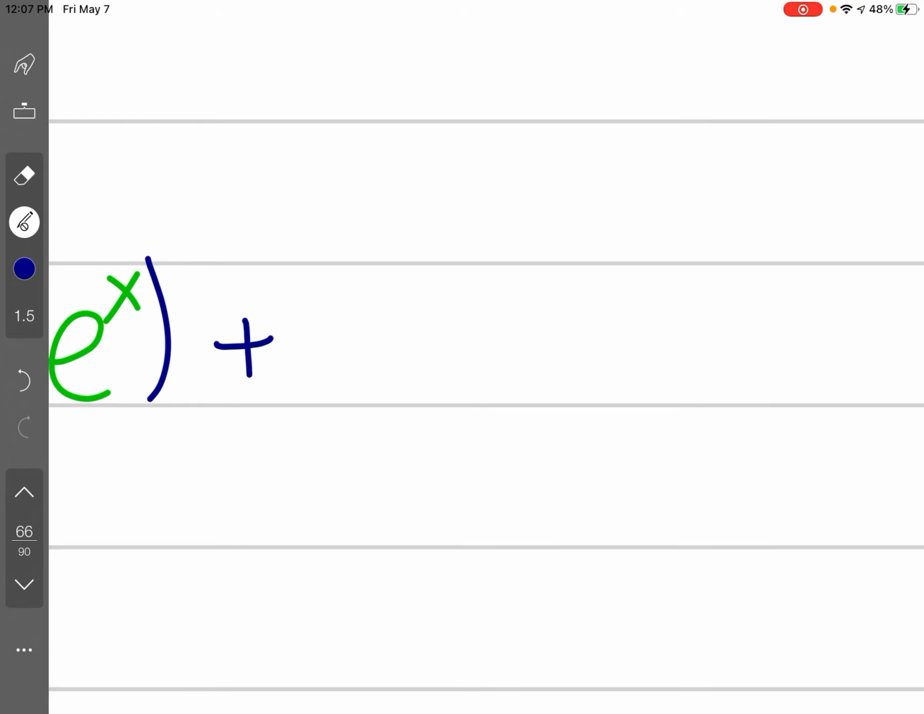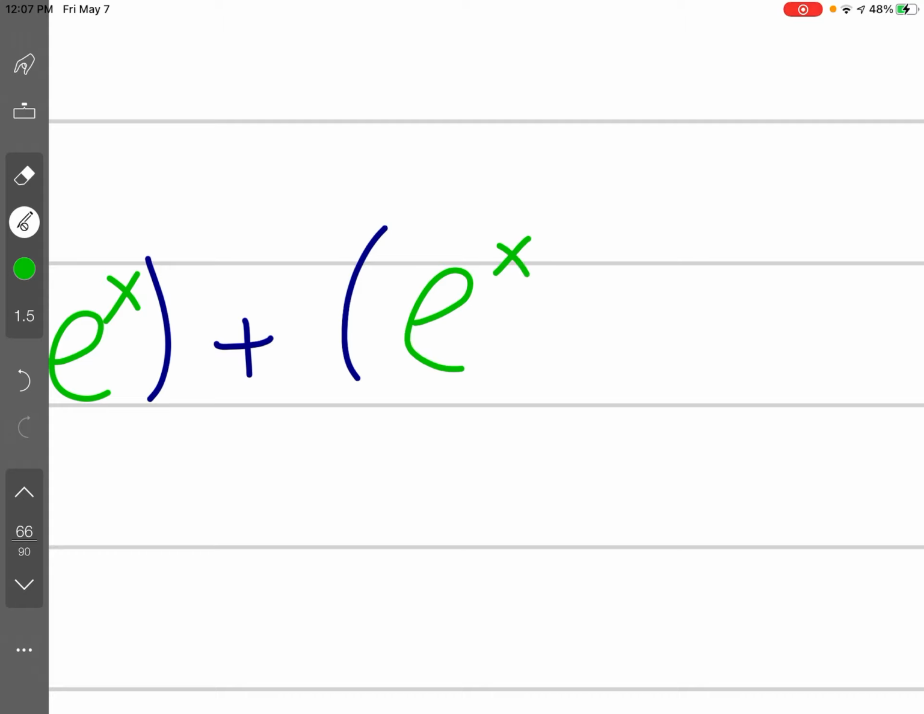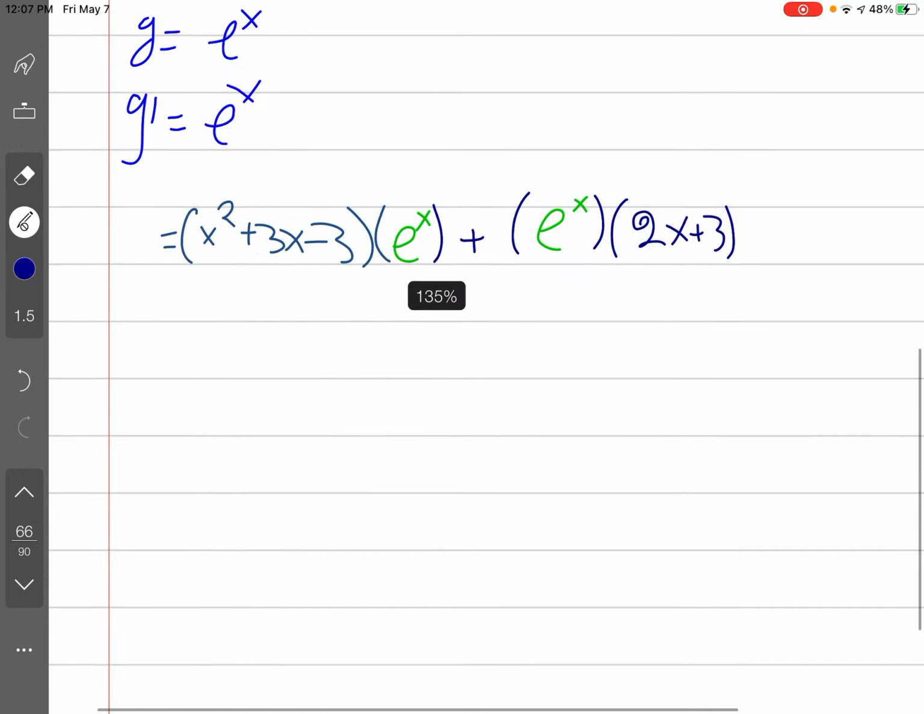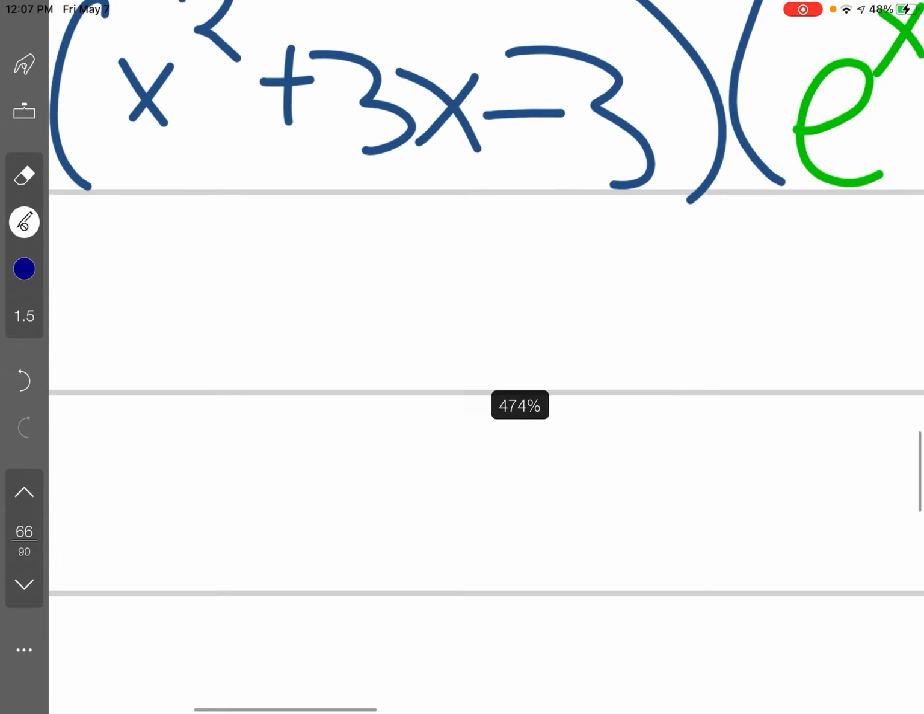And then I will say plus, and open parentheses. This is my g, and g prime is also e to the x, nothing changed there. I also can put e to the x power times f prime. Times f prime is 2x plus 3. So close the parentheses. Now everything I want is right there. So now I have to put it together and solve it.